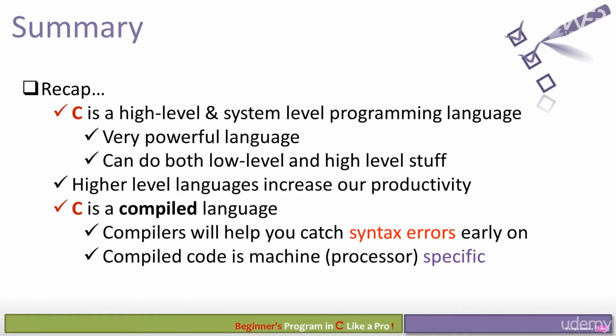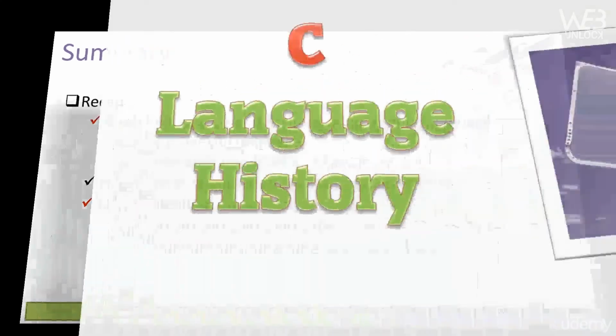Okay, so as a summary, to recap, we said that C is a high level and a system level, meaning low level, programming language. It's a very powerful language. You can do both low level and high level stuff using C. The nice thing about high level languages is that they increase your productivity. C is a compiled language. It's not an interpreted language. The compiler is very useful at catching syntax errors early on. The compiled code is machine processor specific. So that's basically what we touched on in this lecture. I hope this is useful so that you can move on with the course.